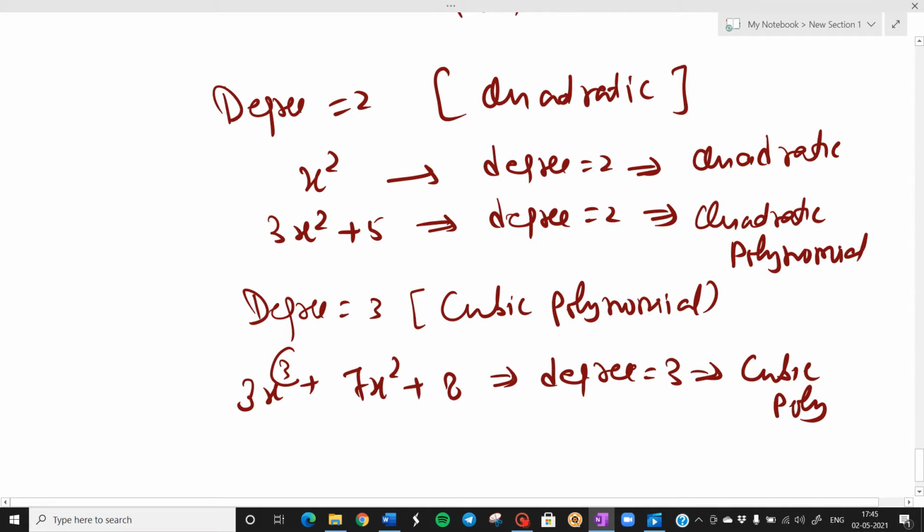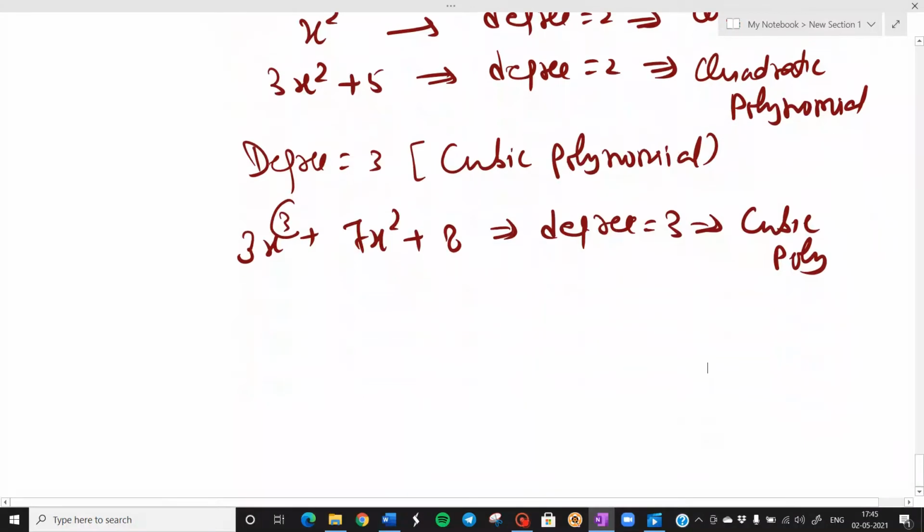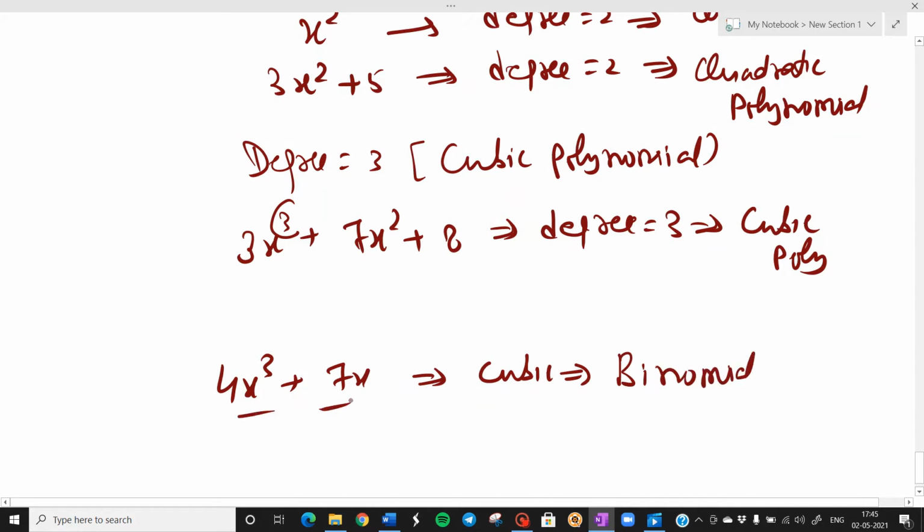So we have discussed, we have divided the polynomial according to the number of terms or according to the degree. Now some examples are here. I'm writing here 4x cube plus 7x. Yes, it is a cubic polynomial according to the power, and we can say this is a binomial. Binomial means the number of terms is only two. So we can separate the polynomials according to the number of terms and according to the degree of the polynomial.